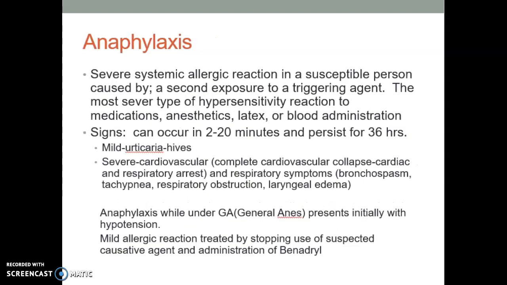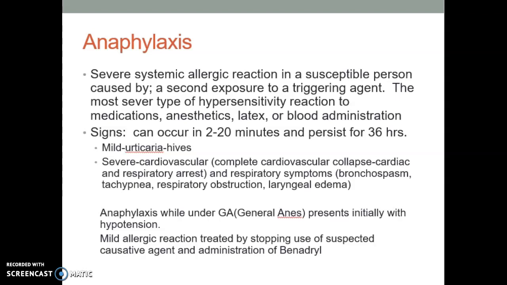Anaphylaxis. Anaphylaxis is a severe systemic allergic reaction, meaning inflammation has spread from one area to the other, in patients caused by a triggering agent. It is the most severe type of hypersensitivity to any medications, latex, anesthetics, or blood administration. An example is someone that is stung by a bee and goes into anaphylactic shock, which means that there is a complete cardiovascular collapse.